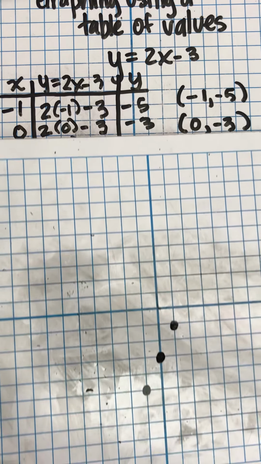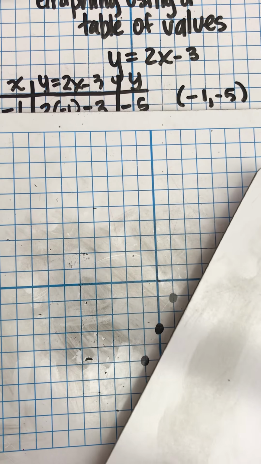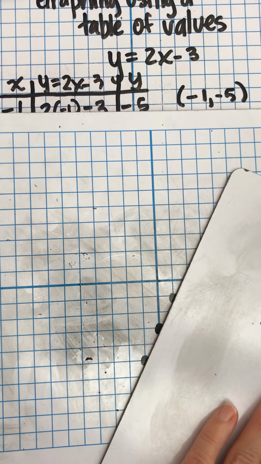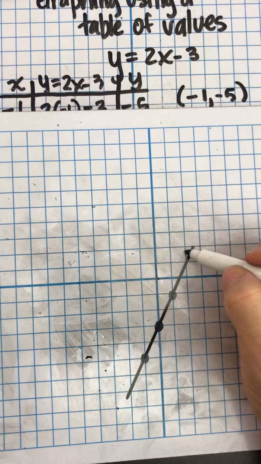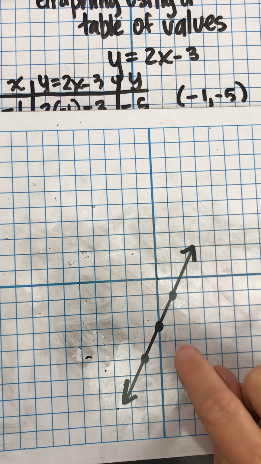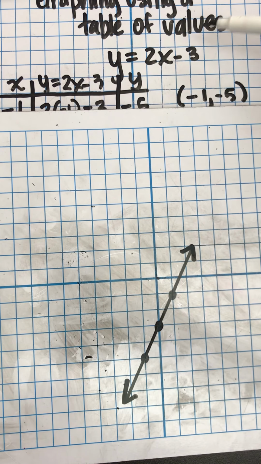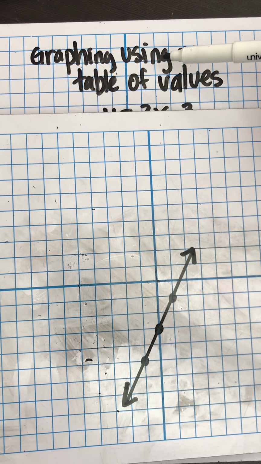Now, all I need to do is connect those, and my advice is to use a straight edge. Don't try to do this without a ruler. Use a straight edge of some sort to connect the dots. Put arrowheads on either side to say that this is a line and not just a line segment. We have just graphed the equation y equals 2x minus 3 through the use of a table of values.